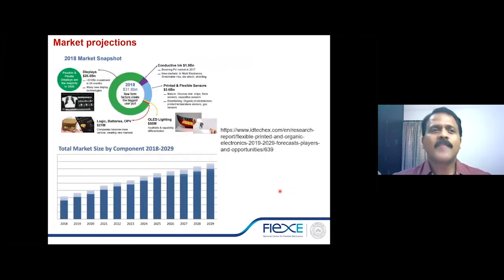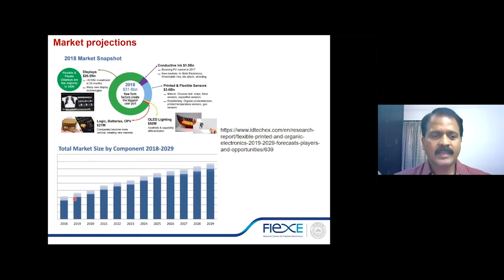Now let's look at the market projections. The 2018 market was projected at around $31 billion US. And primarily they were in different segments. For example, displays were the main drivers of these flexible printable electronic devices. Then we had logic and batteries, OPD, OLED lighting, printed and flexible sensors, and then conducting ink.